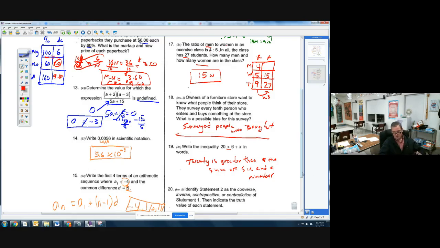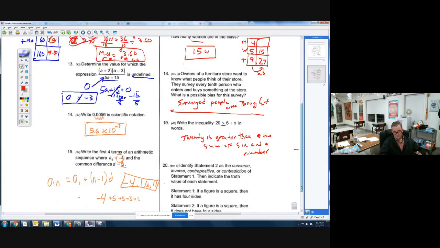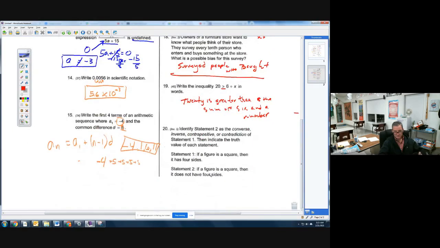And then finally, ladies and gentlemen, problem number 20. You can talk to John Daffenberg. He loves to talk about converse, inverse, contrapositive, contradictions, blah, blah, blah. But to me, this is not really something I want to spend a whole lot of my time on at this point in my life.